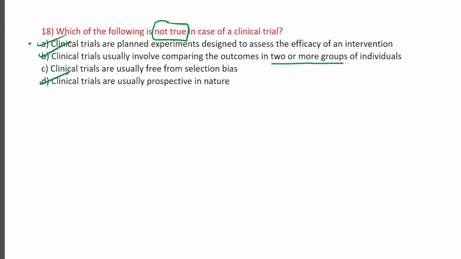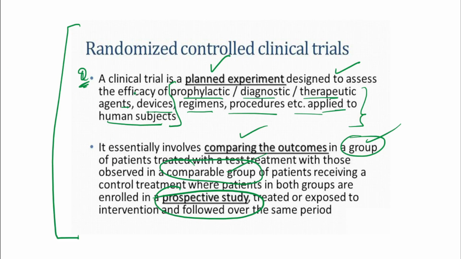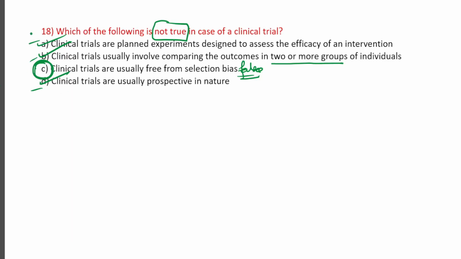So we have got three different true statements. Option C, that clinical trials are usually free from selection bias, is a false statement. This is a false statement. I request the students to get well versed with this chart and the information in this chart. Please remember this question and also the answer.